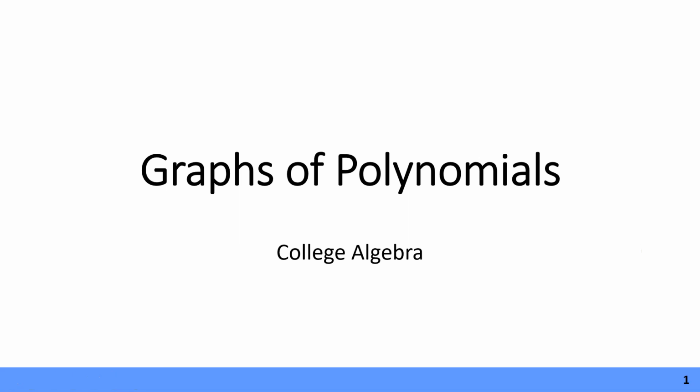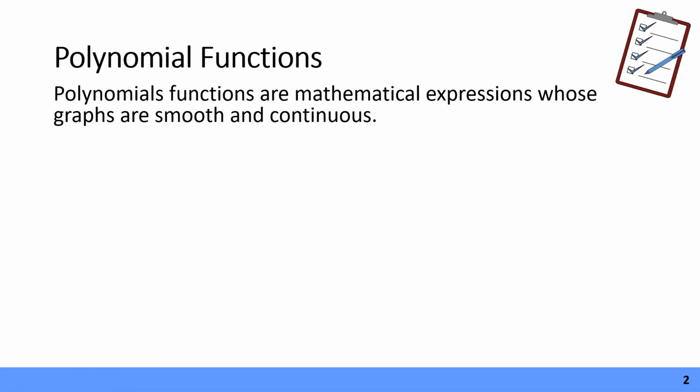All right, in this section, we're going to be covering graphs of polynomials. So let's go ahead and start with what is a polynomial, right? A polynomial function is a mathematical expression that, when we graph it, we end up with a graph that's smooth and continuous. By smooth, I mean that it has no sharp points. It just runs smoothly. And continuous means that it doesn't have any empty spaces.